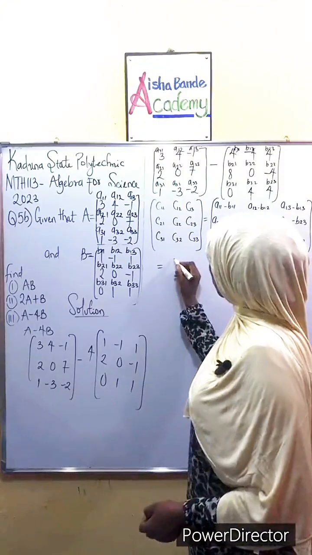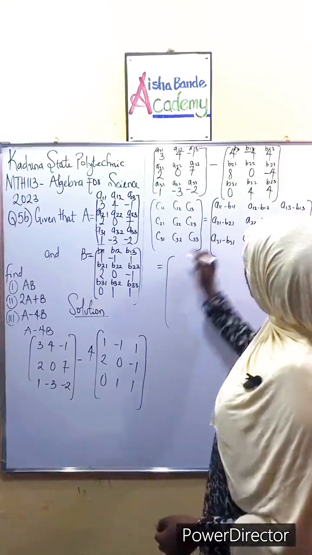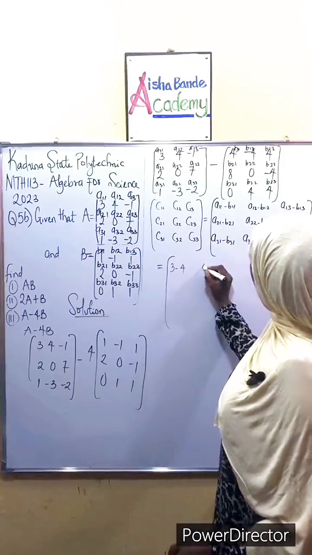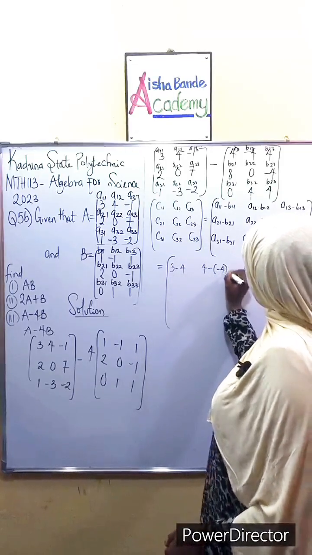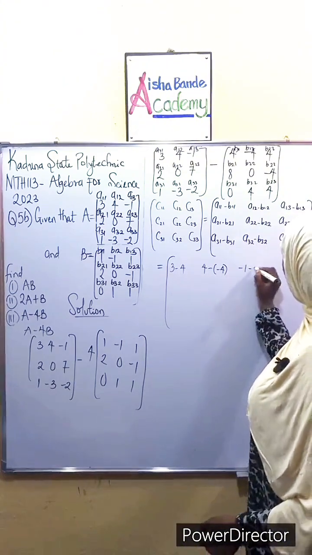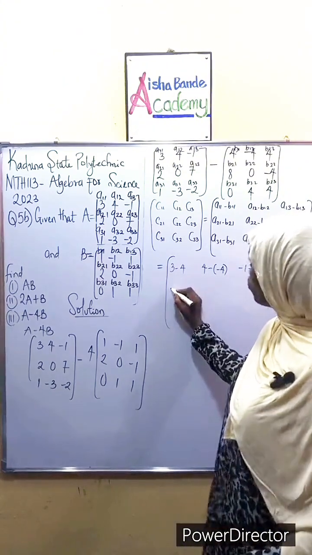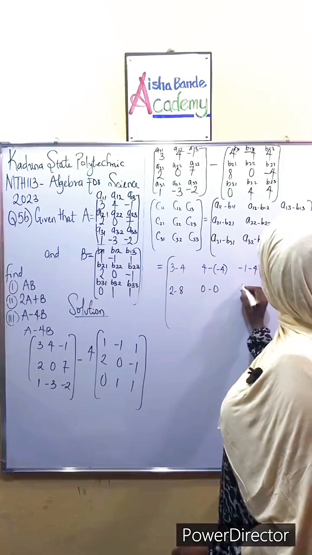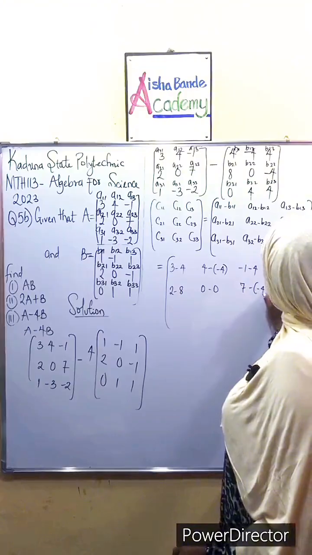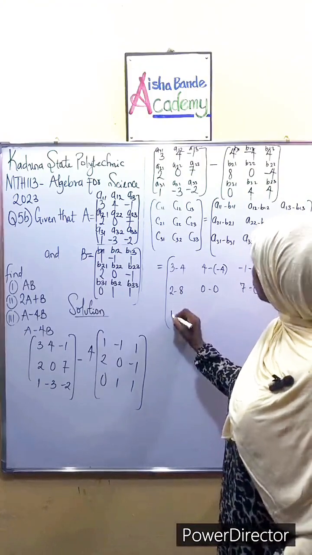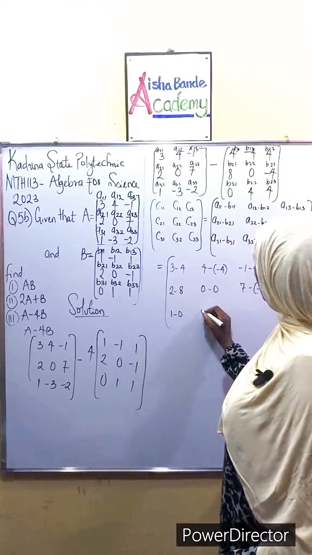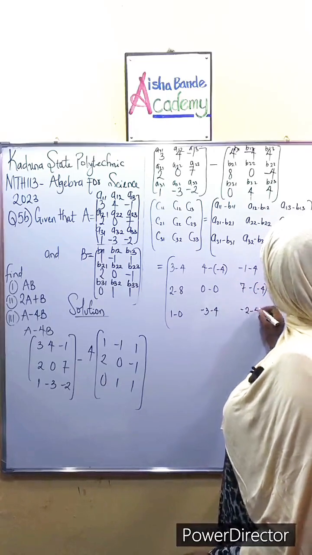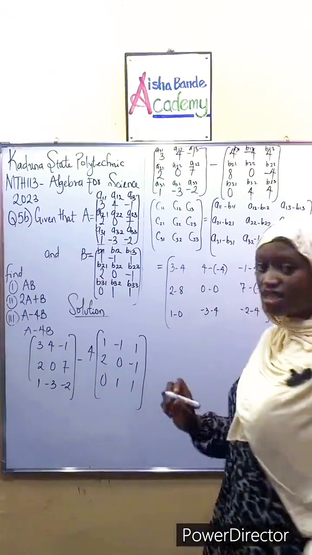So this is equal to A11 minus B11, which is now going to be 3 minus 4. Then the next one, 4 minus 4. Then we have minus 1 minus 4. Coming down to the second row, we have 2 minus 8, 0 minus 0, 7 minus 4. Then the third row here is going to be 1 minus 0, then minus 3 minus 4, then minus 2 minus 4. So from here now we can get our final answer.